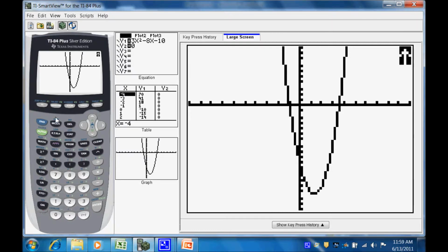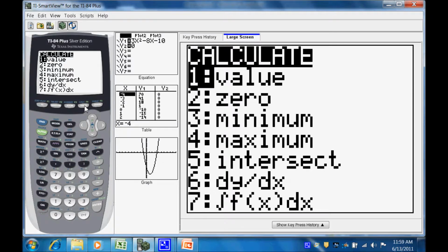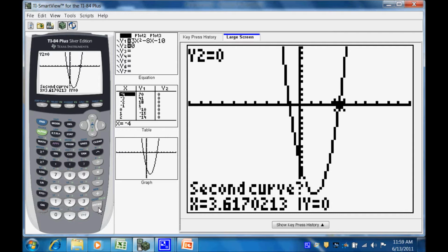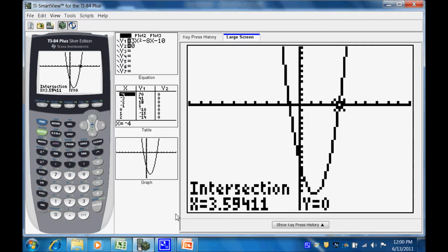Okay, so I'm going to go second trace to take me to my calc menu. Then we want option 5, intersect. When it says first curve, you hit enter. When it says second curve, you hit enter. When it says guess, you want to move close to the intersection point. I'm almost right on it, so I hit enter. All right, 3.594, remember that.